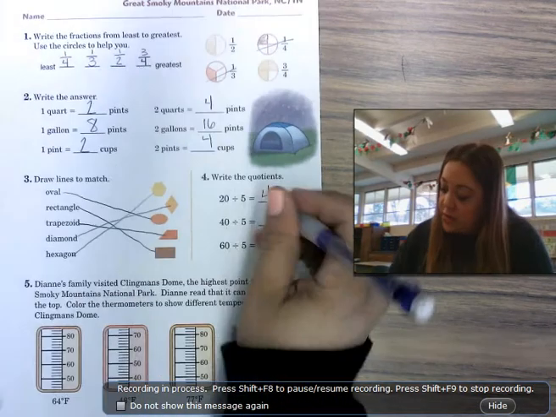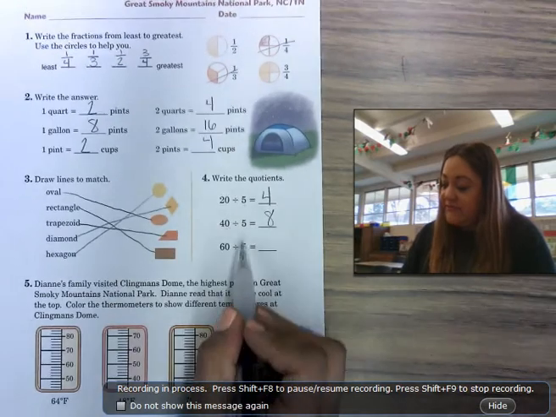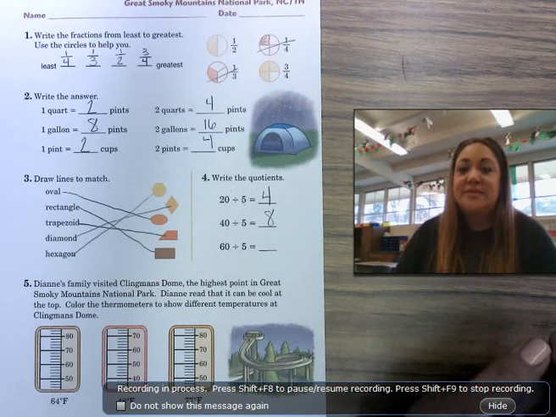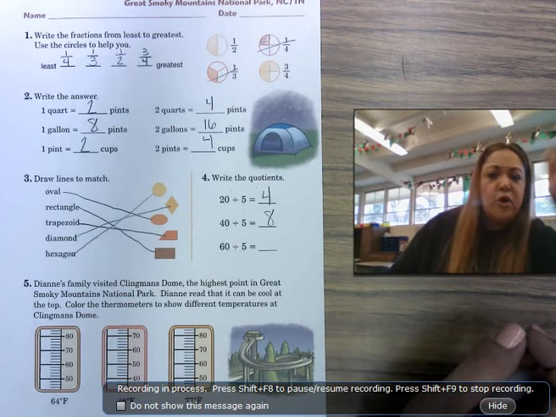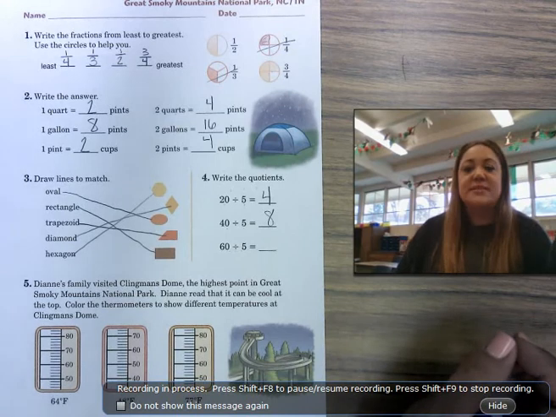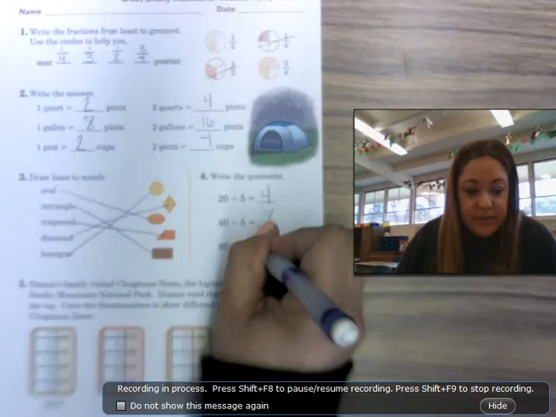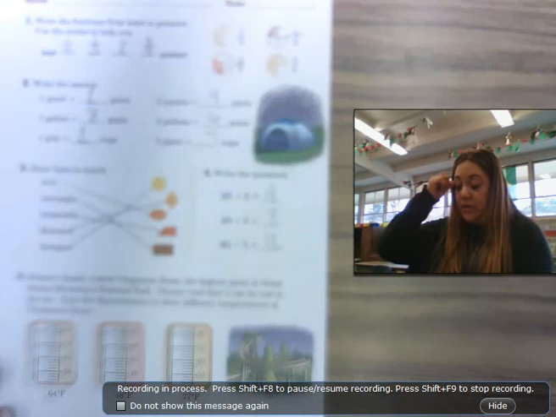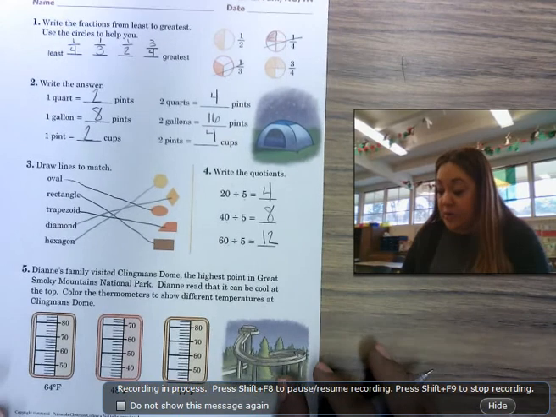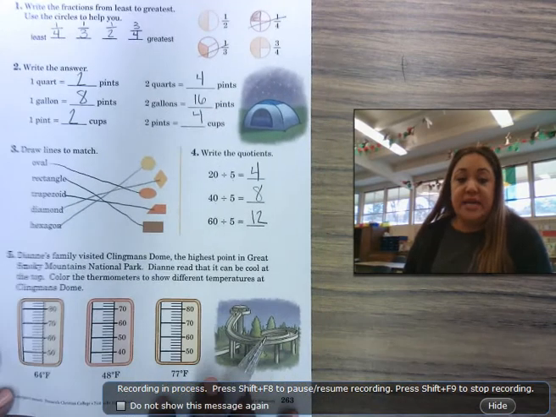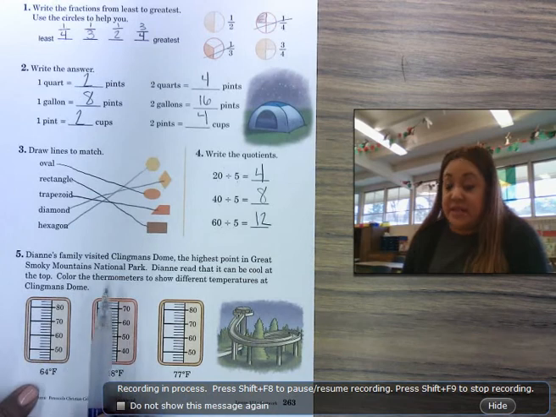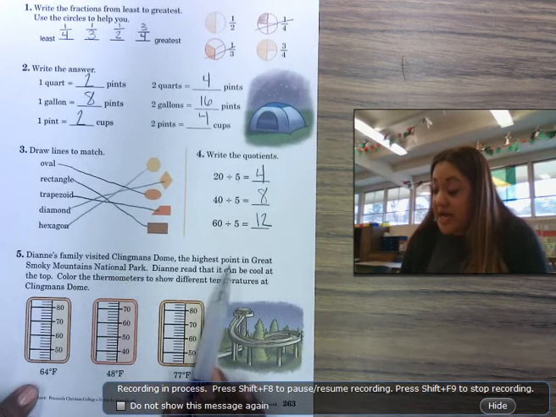And then 60 divided by 5, you do it. 5, 10, 15, 20, 25, 30, 35, 40, 45, 50, 55, 60. Sorry, I just get a little excited. That's going to be 12, people. 12. All right. Okay, so now you have to shade in for number 5. You're going to have to shade in the different temperatures. Diane's family visited Clingman's Dome, the highest point in Great Smoky Mountains National Park.